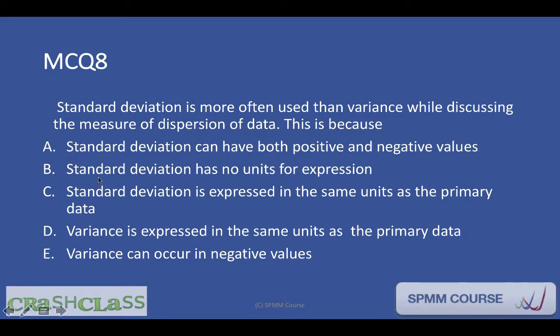Standard deviation has no units. That's false. Standard deviation has the same units as the primary data. So C is correct. Standard deviation is expressed in the same units as the primary data. This is the reason why we prefer SD to variance. C.